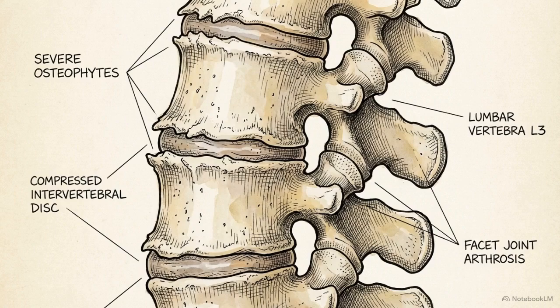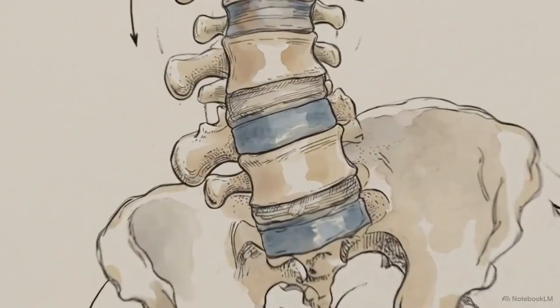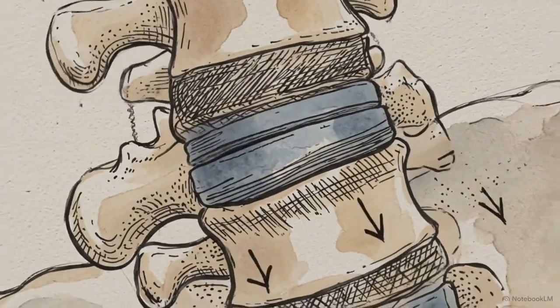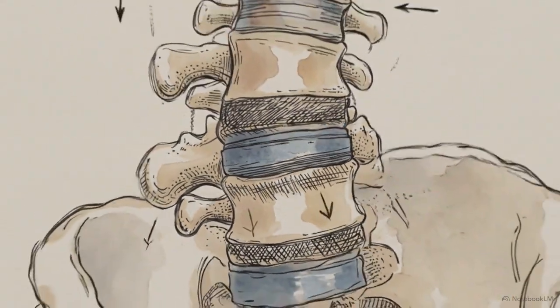A patient walks into a clinic. Their X-ray shows severe bone spurs, narrow discs, and advanced osteoarthritis across the lumbar spine. Yet as the spine is flexing and bearing weight, they report absolutely zero back pain.